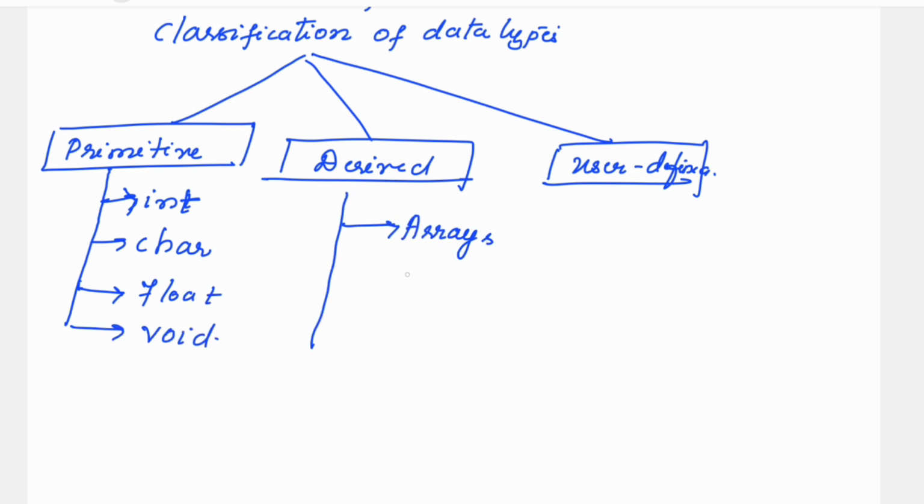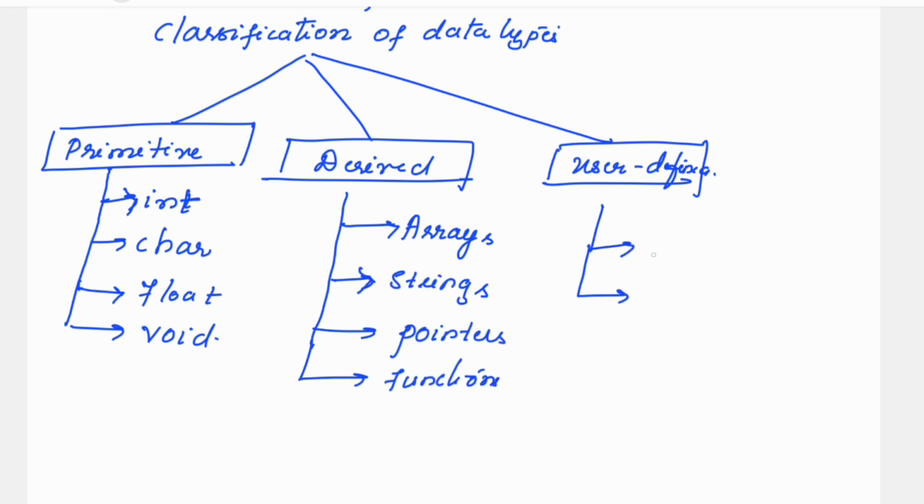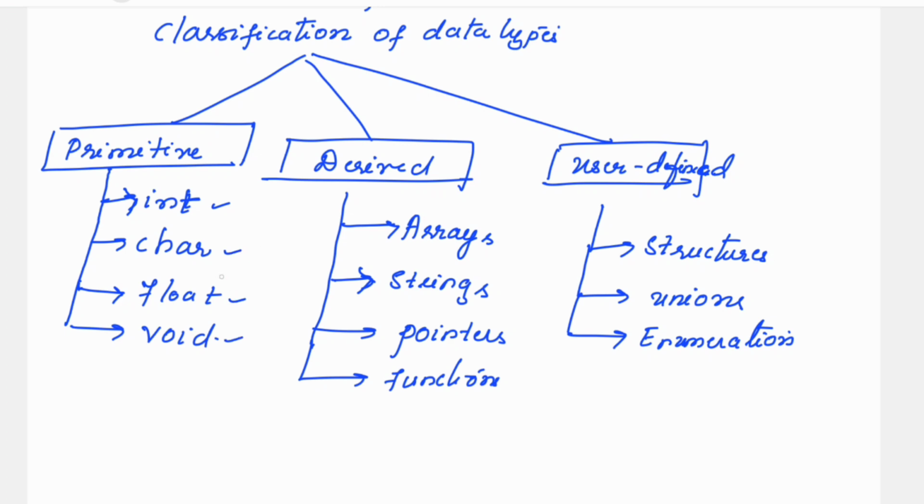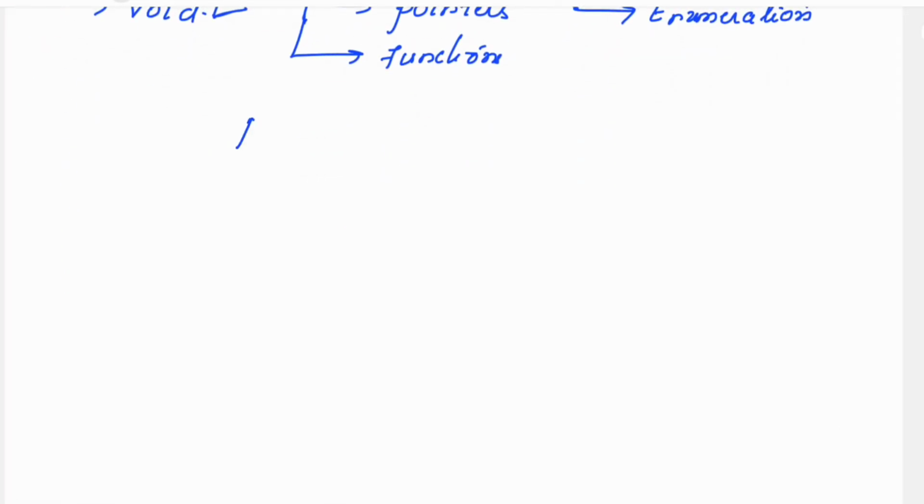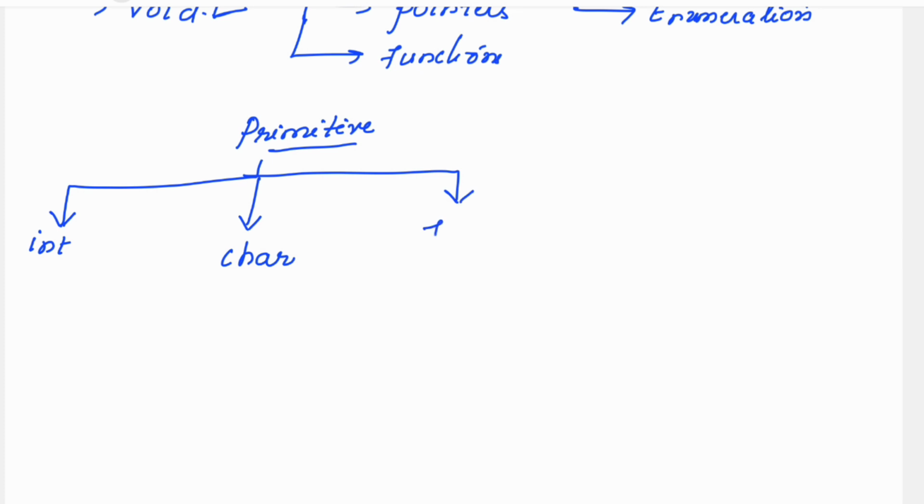For derived, we have arrays, strings, pointers, functions. In user defined data types, we have structures, unions, and finally enumeration. These derived and user defined concepts I'll be explaining in future sessions. Now for the classification of primitive data types: int, char, float and void. Let us see this in detail. In primitive data types, as I said already, one type is integer, another is character, where char is the keyword used, the third category is float, and the fourth is void.